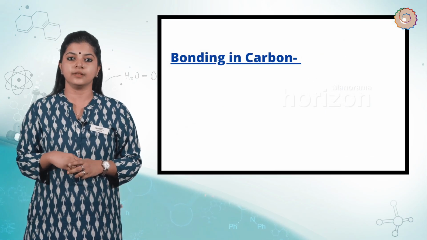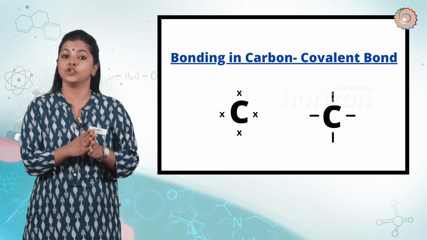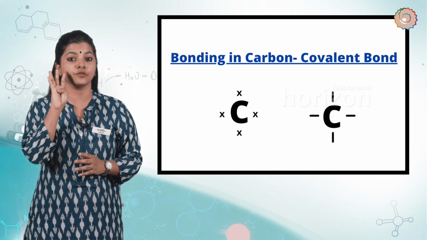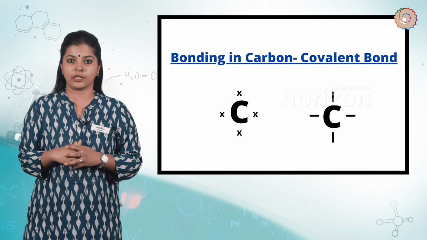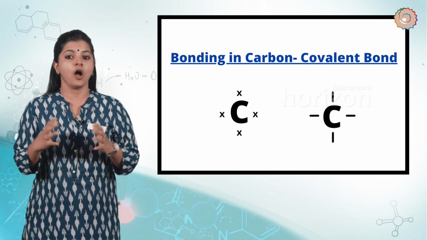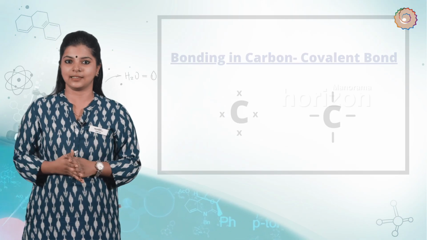The atomic number of carbon is 6. So its electronic arrangement is 2, 4, which means it has 4 valence electrons. Therefore, it can attain stability either by gaining 4 electrons, by losing 4 electrons, or by sharing 4 electrons with other atoms. It does not gain 4 electrons because it is difficult for the 6 protons to hold 10 electrons. It does not lose 4 electrons because it needs a large amount of energy to lose 4 electrons. So what does it do? It shares 4 electrons with other atoms to attain stability, resulting in the formation of covalent bonds.